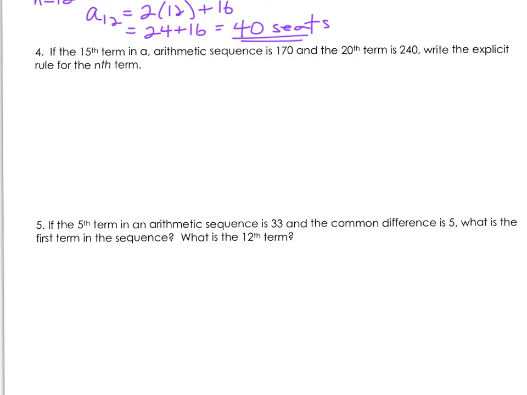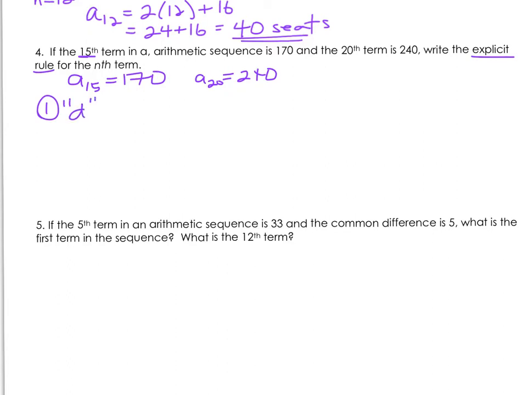If the 15th term in an arithmetic sequence is 170 and the 20th term is 240, write the explicit rule or definition for the nth term, which is basically that formula in orange up above. All right, so here's what we know. We know the 15th term is 170. That means a sub 15 equals 170, the value of that 15th term. a sub 20 means the 20th term, and that's all the way up to 240. To write the explicit rule, we need a sub 1 and d. So let's first see if we can find the value for d, okay?